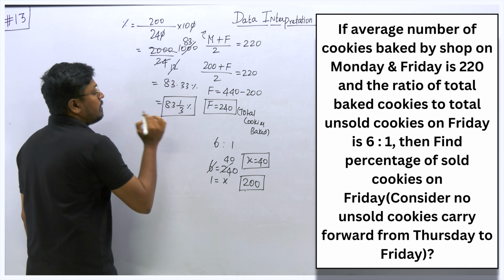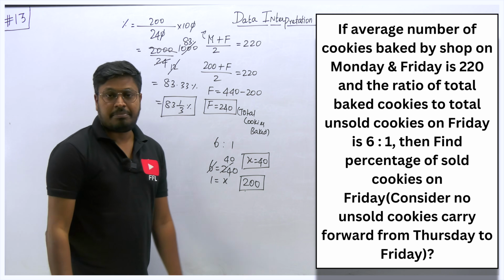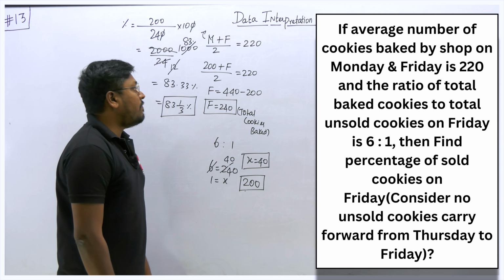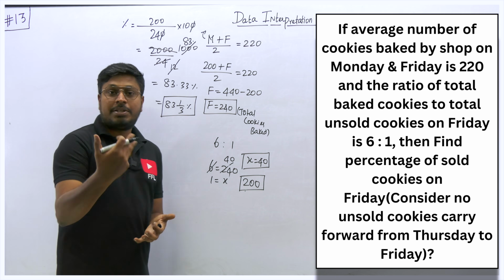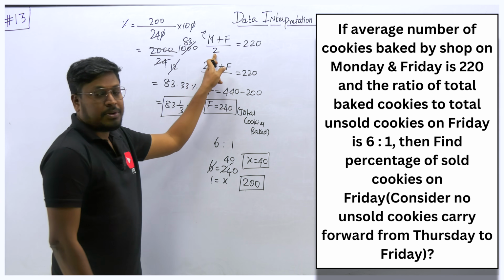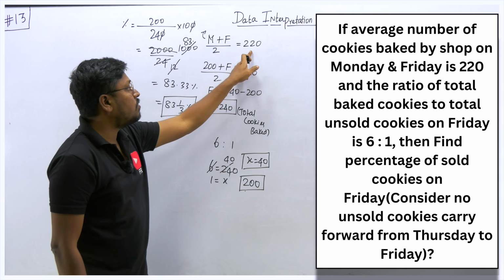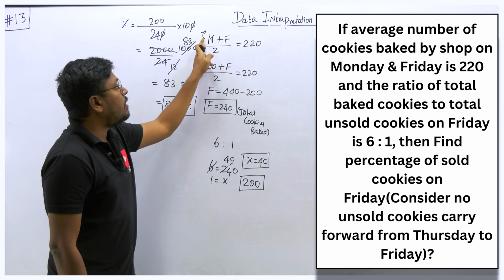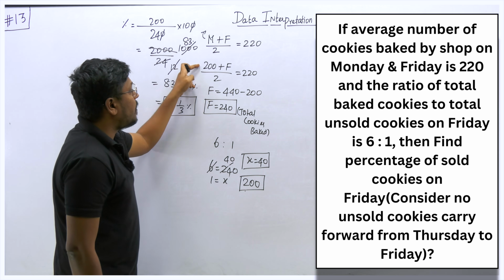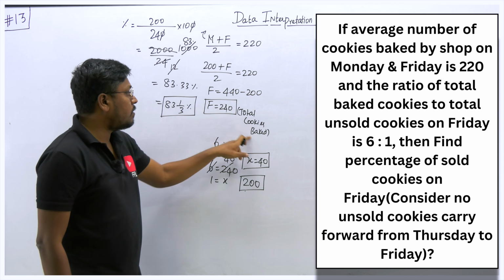So this will be the answer for question number 2. Very interesting question, just only the concepts. First we found the total number of cookies baked on Friday by using the average. Monday plus Friday divided by 2, because of average, is equal to 220. We already know that every Monday and Tuesday they are baking 200 cookies. So Monday will be 200.